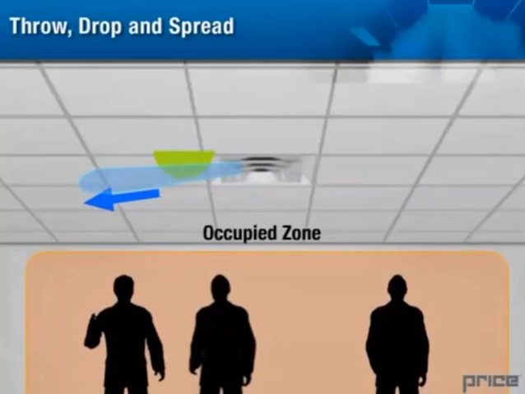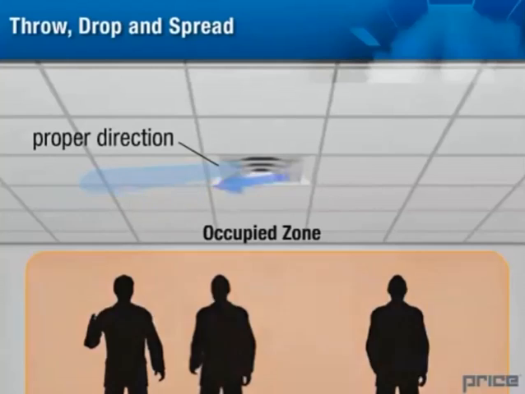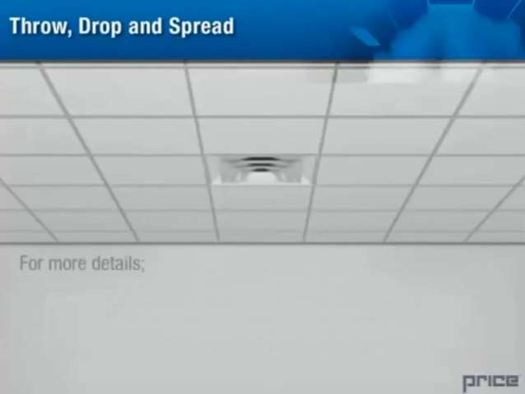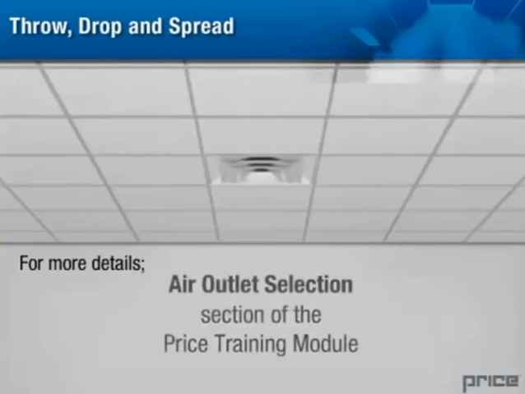Good air distribution design makes use of room surfaces to help keep the supply air outside the occupied zone. Price diffusers are designed to take advantage of the Coanda effect by producing it within the diffuser, helping discharge the air in the proper direction. Temperature, spread, and surface effects are just a few of the factors that affect throw and drop. For more details on these and other factors which affect the performance characteristics of diffusers, refer to the Air Outlet Selection section of the Price Training module.